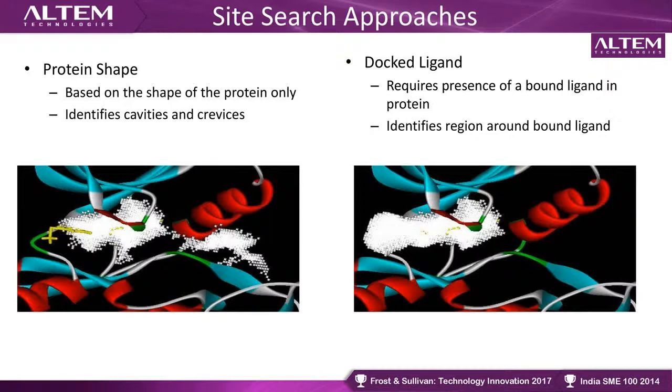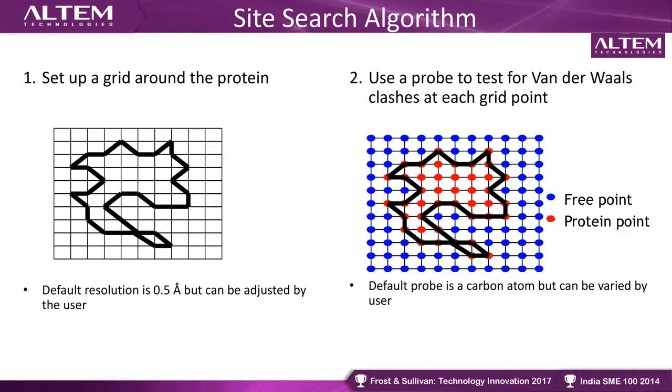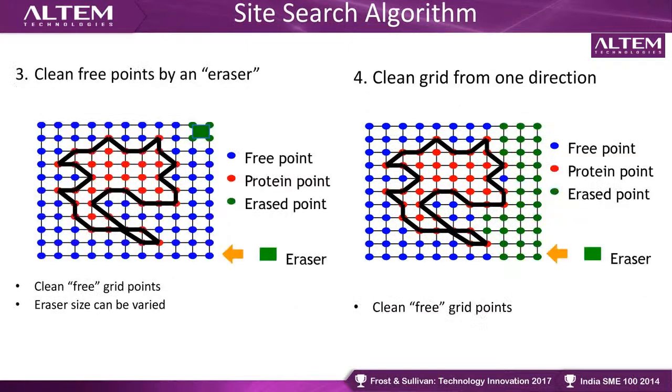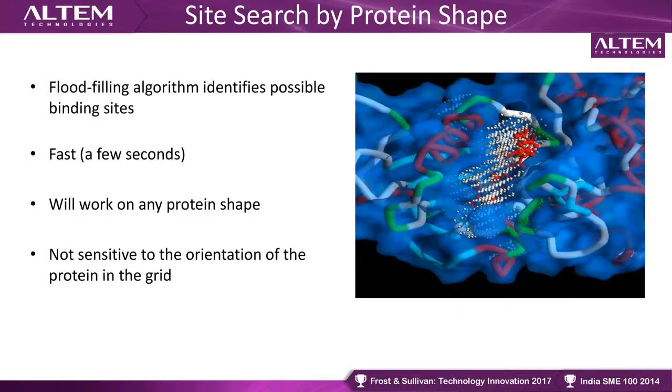I think in my upcoming slide, yes. You can generate the sites on the basis of protein shape, and of course on the basis of a docked ligand in it. In Discovery Studio, we have a site search algorithm where the protein is kept in a grid, and the algorithm searches for the free points. What you can see here, the red points in the protein, are the free points available. It starts from one side and erases all these free spaces to find the cavities within this particular protein structure. And of course it works well.